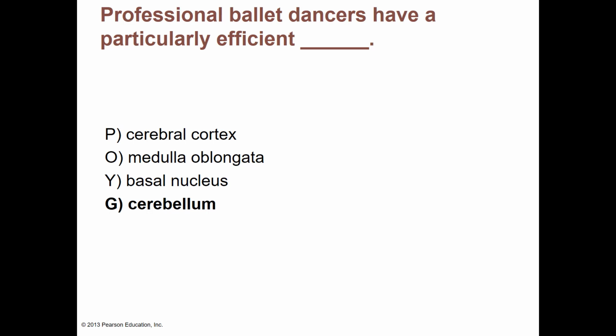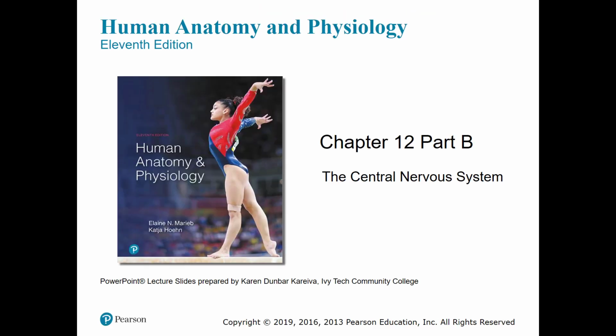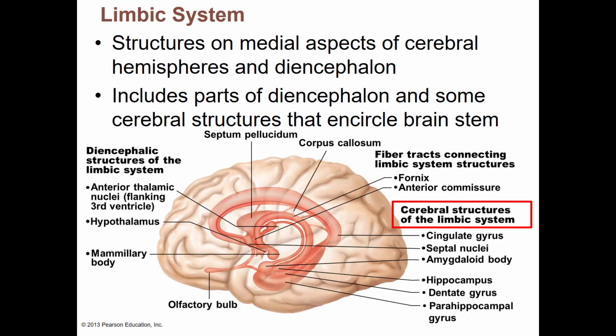Now, part B are some other additional regions in the brain, some different parts of the central nervous system and what they control. One of these unique systems, which is not its own lobe or region because it actually innervates several regions, is called the limbic system. It's on the medial aspects, in the middle of the brain, but it does go into the cerebral hemispheres and goes around the diencephalon in the middle. It includes parts of the diencephalon and some of the cerebral structures. It goes down into the brainstem. It's all of that pink in there.